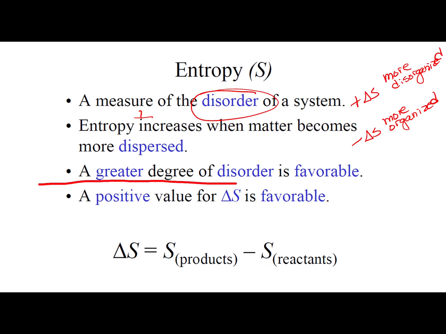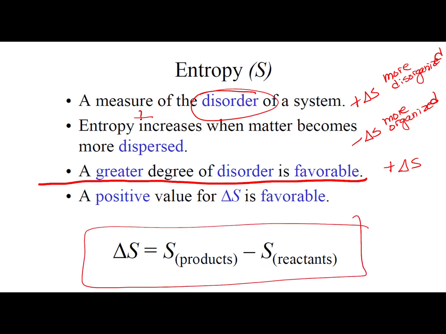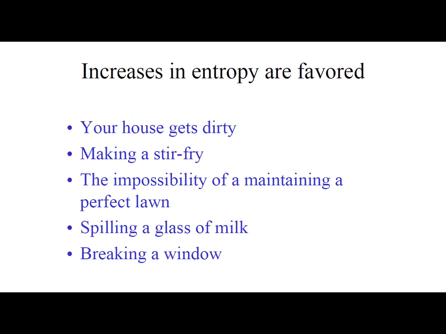And in biological systems and in chemical systems, a greater degree of disorder is favorable. And so the universe favors a positive delta S. We can calculate delta S. We can look at the total entropy of the products and subtract it from the total entropy of the reactants. So increases in entropy are favored.